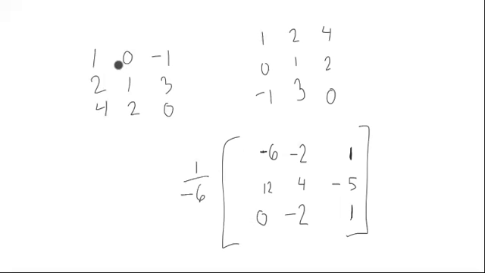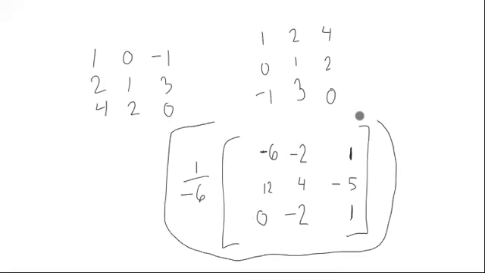You can double check it, maybe just in a couple places. If you multiply this and this, you're going to get -6 over -6, which is 1. We'd want a 1 in the top corner. Let's just think here. If we do 2, 1, 3, and this right here, we end up getting 0. So it looks very promising. Looks like that is what our inverse is.